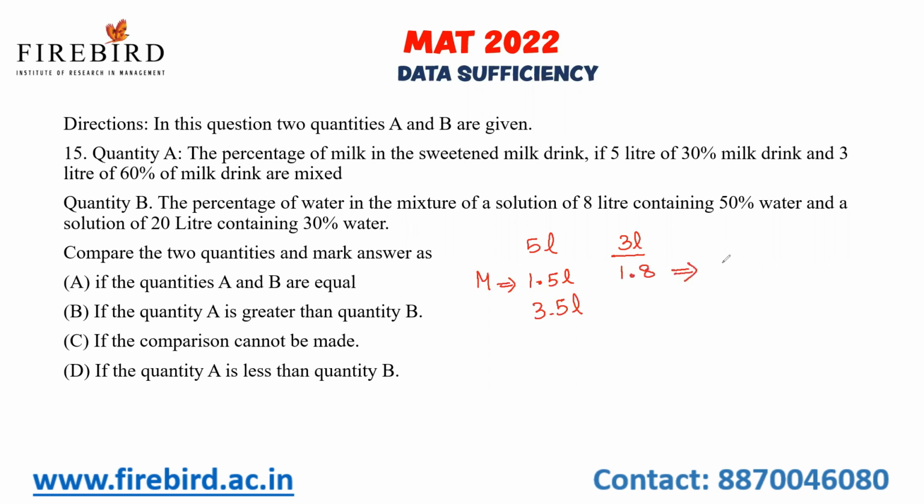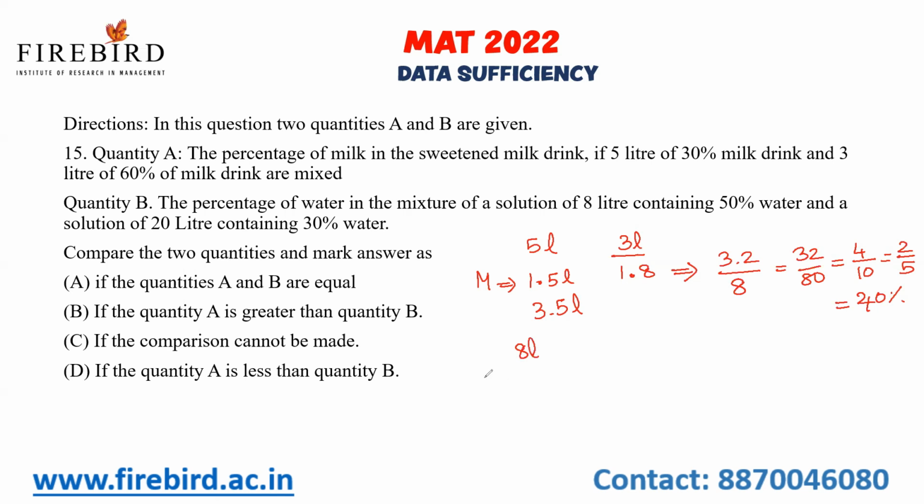Okay, now just add the total, 3.2, divided by, totally I have taken 8 liters. So to calculate the percentage, I'll do 32 by 80. If I cancel both by 8, I'll get the answer as 4 by 10. 4 by 10 is nothing but 2 by 5. So what is 2 by 5? 40%. Now, the percentage of water in the mixture they are asking.